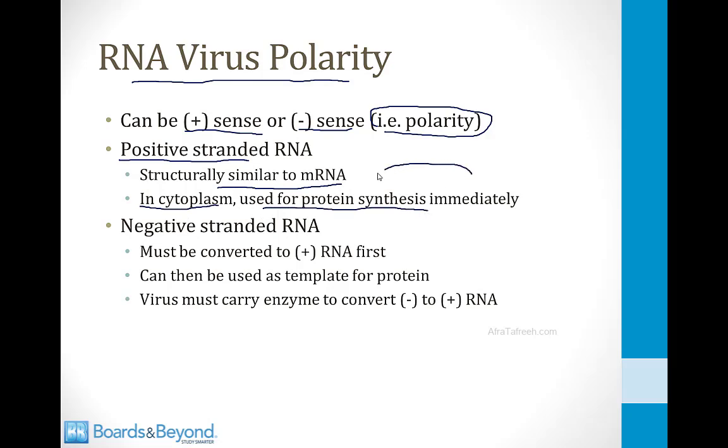The host cell will interpret that piece of viral RNA as a piece of its own mRNA, and it will begin synthesizing proteins using the mRNA as a template. Negative-stranded or negative-sense RNA must first be converted to positive RNA. Only then can it be used as a template for protein. This means the virus must carry an enzyme to convert the negative-sense RNA to positive-sense RNA, which can then take over and use the host cell machinery to synthesize proteins.